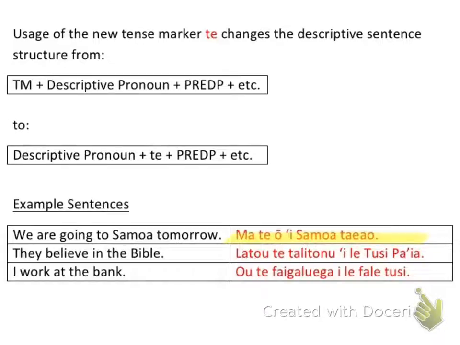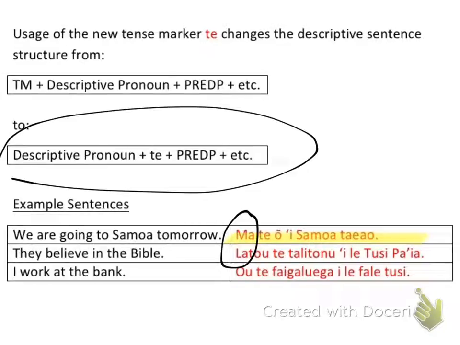So notice my ma right here, it could be an "and," but in this case, it's a descriptive pronoun. And the reason you know that is because it's following this sentence structure right here. The descriptive pronoun goes first, then te. And that helps you realize that that ma is for we two exclusive people are going to Samoa tomorrow.